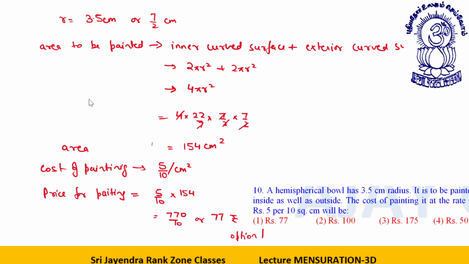Okay, so all done for hemisphere. We have included what we have done so far: in spheres, first we did the sphere, then the surface area of a sphere, then the hollow sphere. Now we have done hemisphere also. So genuinely we have covered each and everything for this portion.